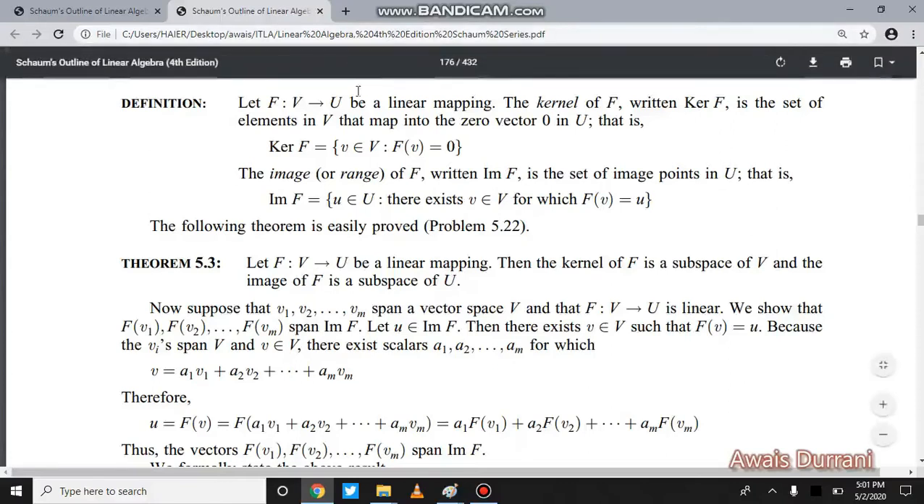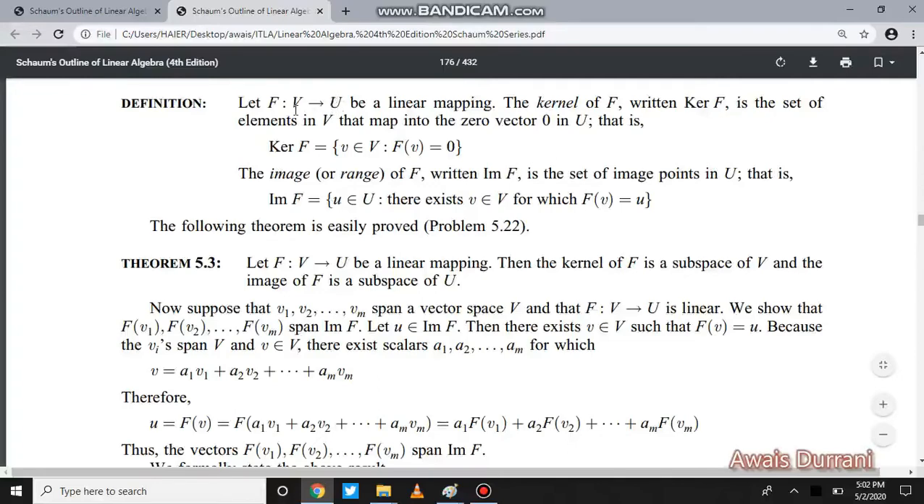What is kernel? For example, if we have said that f is a linear transformation from the vector space V to the vector space U, then we say that kernel of f is such a set which contains those elements of the vector space V which map into the zero vector of the vector space U. How? You can see here over in this bracket. For example, if I take an element v from here, and when I operate the linear transformation f on it, that vector v, maybe a non-zero vector or whatever vector, is mapped on the zero vector in the set U.